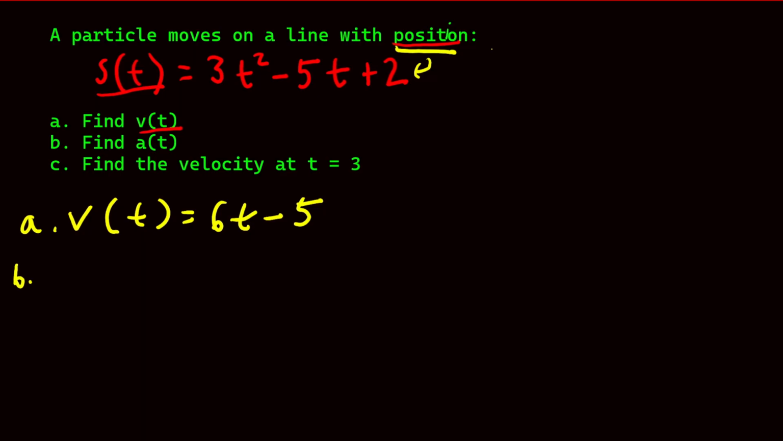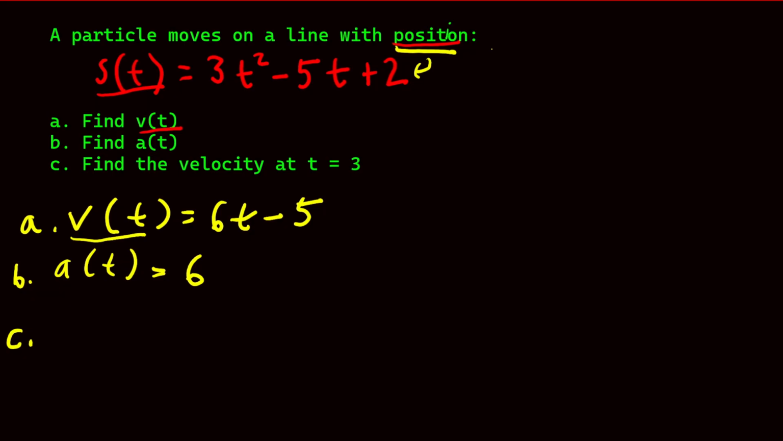But let's keep going. A of t is the acceleration. We said that acceleration is the derivative of the velocity function. So A of t would just be the derivative of v of t, which would be 6. I don't like this yellow, but whatever. We'll change it for the next slide. So the acceleration function is 6.